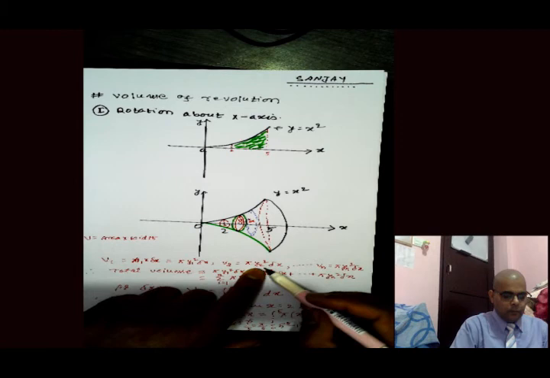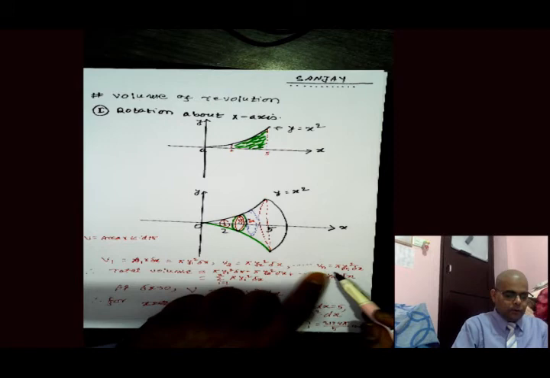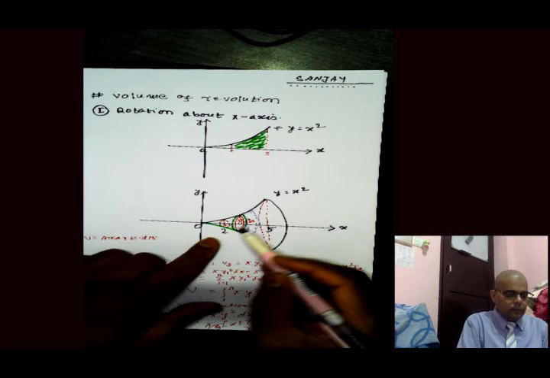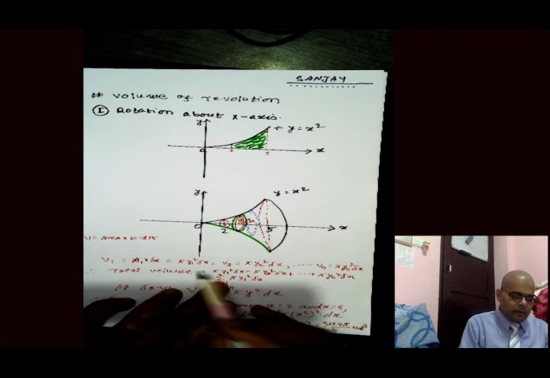So V2 is pi y2 square delta x. And similarly, if we take up to n circular disks, then the nth circular disk has volume pi yn square delta x. So when you add up the volume of each circular disk, you will get the total volume of the shape between x equals 2 and x equals 5. Here we have done the same thing: the total volume is obtained by adding all these volumes.